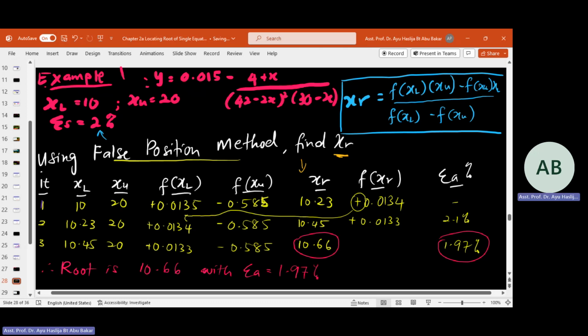Okay, so your root when EA is lesser than 2% will be 10.66. This one is using the false position method. XR, the one that you calculated, you are using this equation, isn't it? Right. So try to use the equation from the slide. Will you get the same answer or not?